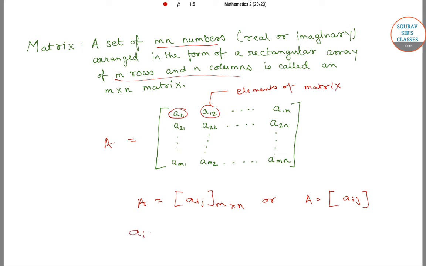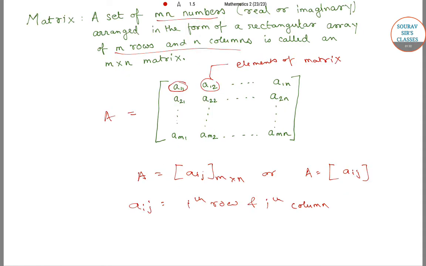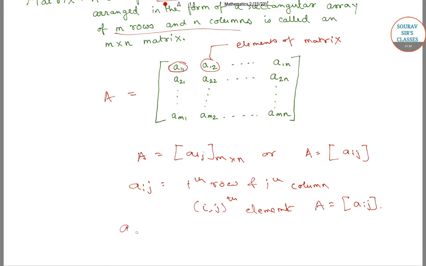An element Aij belongs to the ith row and jth column, and it is called the i, jth element of matrix A. Thus, for an element Aij, the first subscript will represent its row, and the second subscript will represent its column.